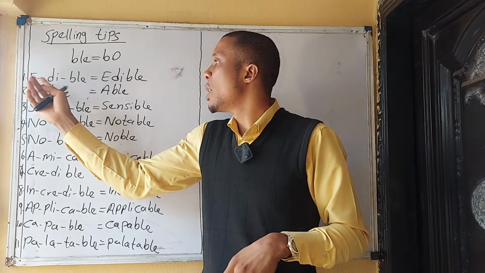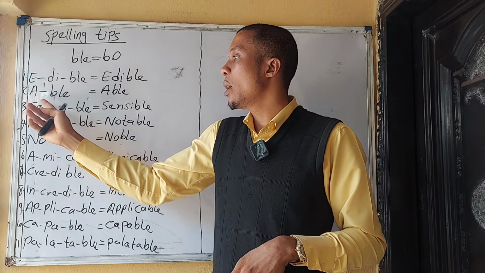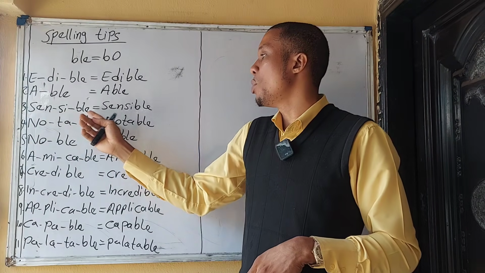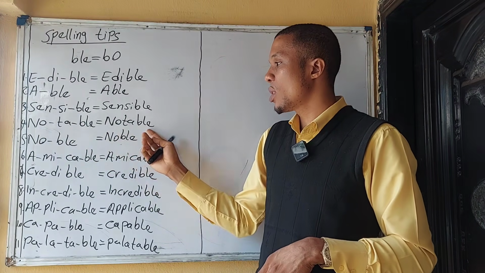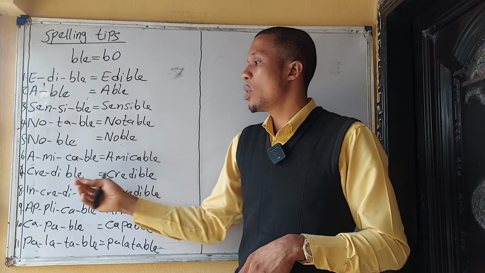So this is what? Edible. Able. Sensible. Notable. Noble.